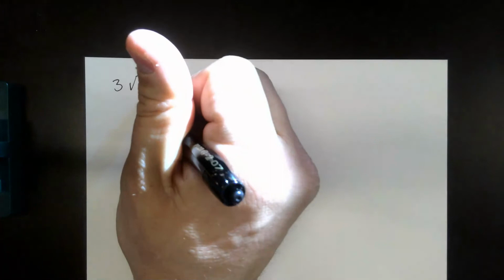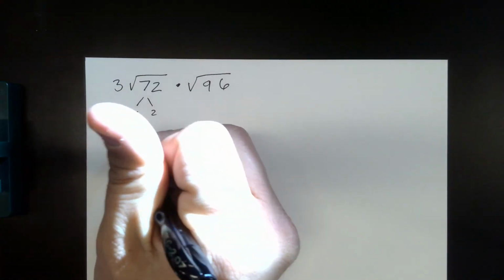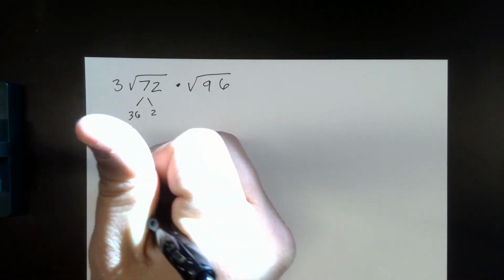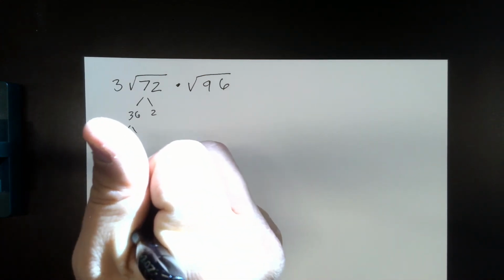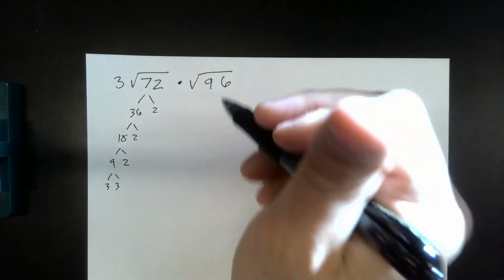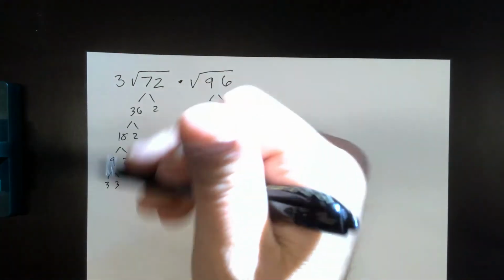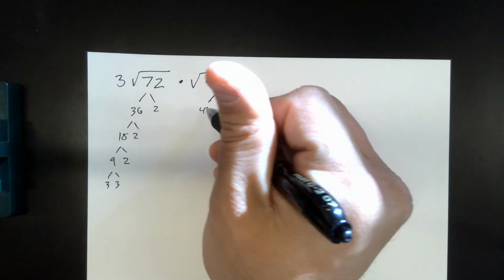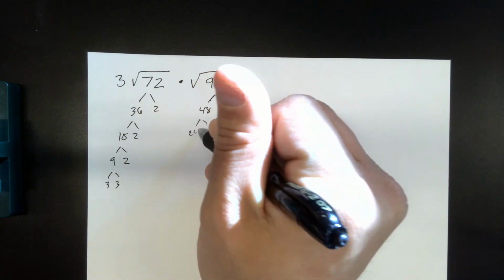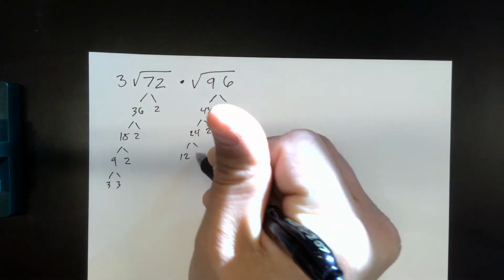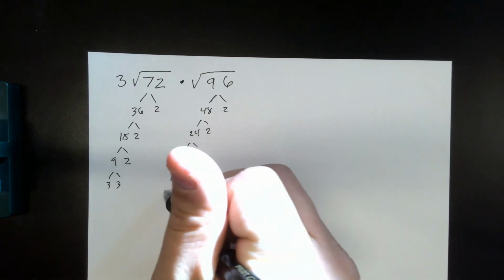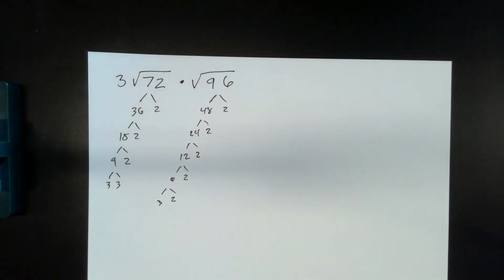So 72, let's do it. This is 36 and 2, 18 and 2, 9 and 2, 3 and 3. 96 breaks down, and we'll simplify them here in a second. Goes down to 48 and 2, 24 and 2, 12 and 2, 6 and 2, 3 and 2. I'm going to show you why I would do this. It's going to make this a lot easier of a problem.